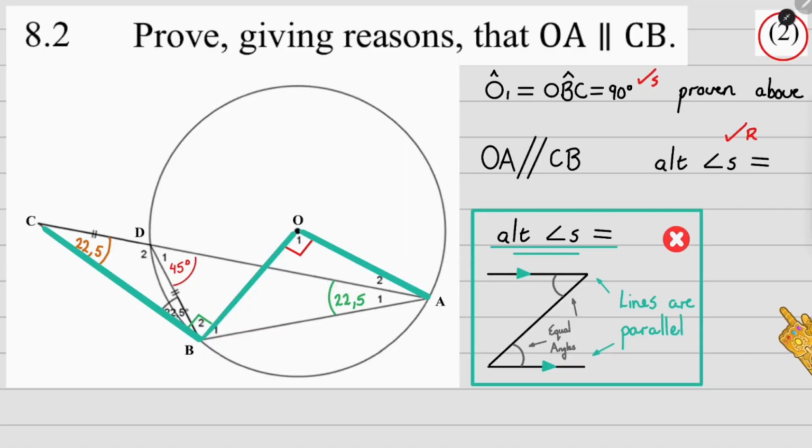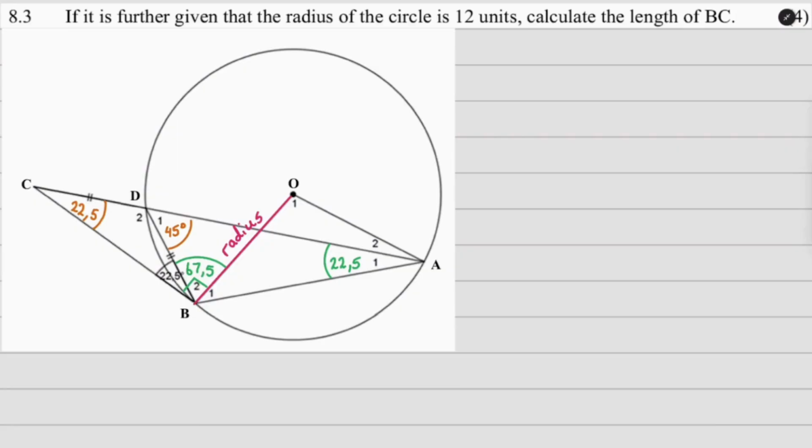And having a look where the 2 marks come from, this statement showing the link between the alternate angles gets you your first mark, and the reason that alternate angles are equal gets you your second mark. And 8.3 gives us the length of the radius to be 12 units, and with that we've somehow got to calculate the length of BC, the tangent.